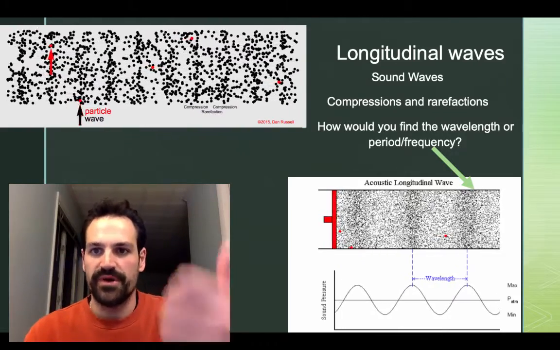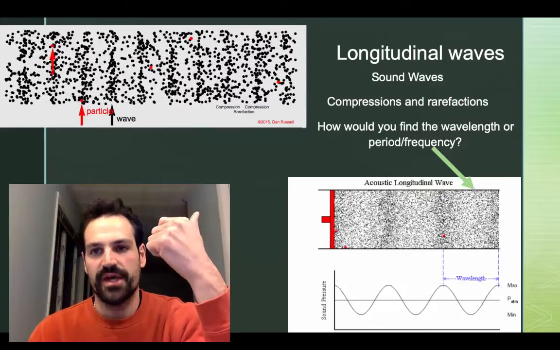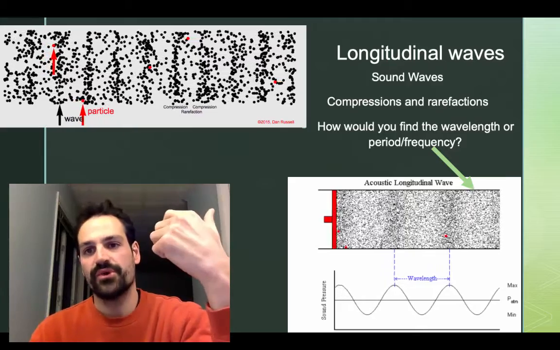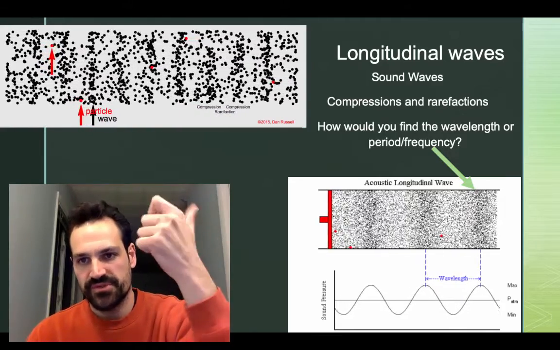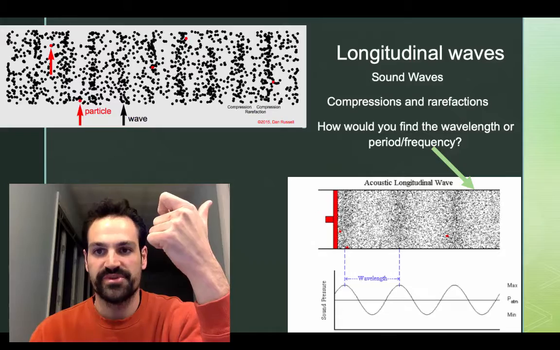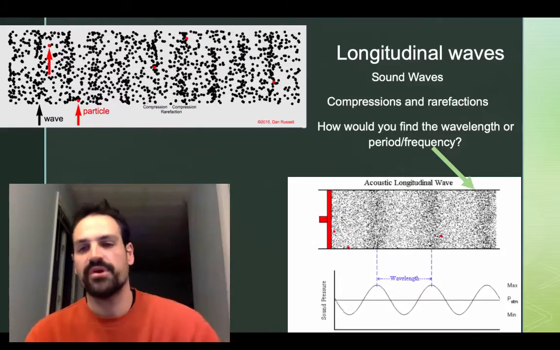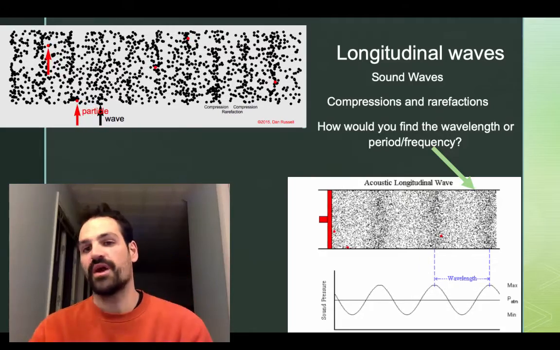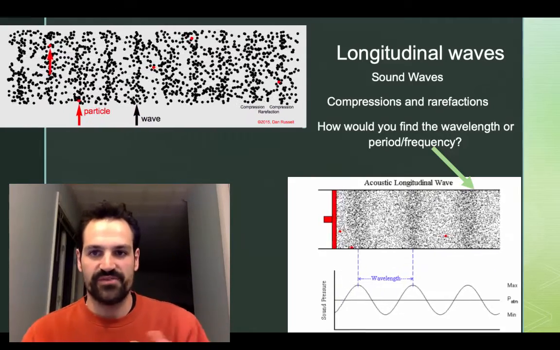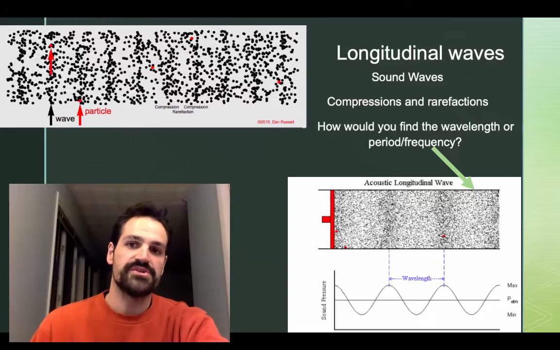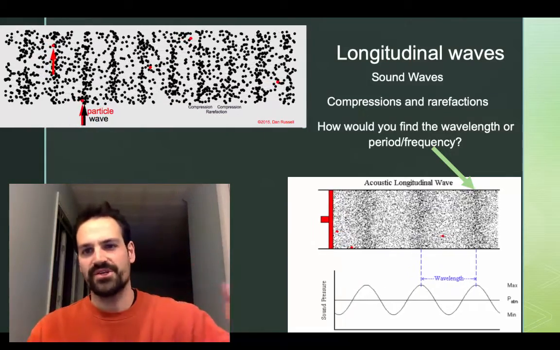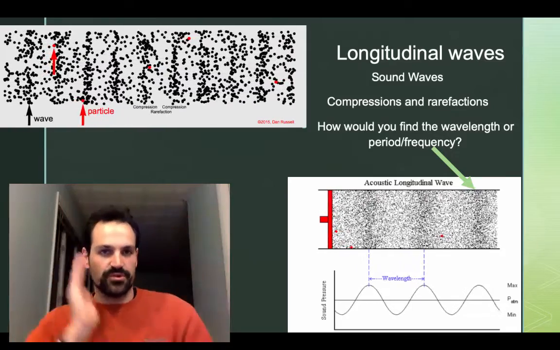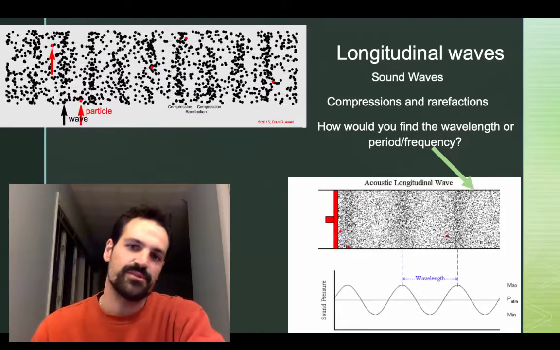So how would you find the period? Well, I'm going to start my stopwatch, and the period is going to be the amount of time for one full wave. So looking at the compression, start, 2 Mississippi, 3 Mississippi, 4 Mississippi, stop. 4 seconds for compression to compression. It would also be 4 seconds from rarefaction to rarefaction. So compression to compression, rarefaction to rarefaction, I don't care what you choose. Just like before, you could have done crest to crest or trough to trough. Those are the easiest ways to measure it.